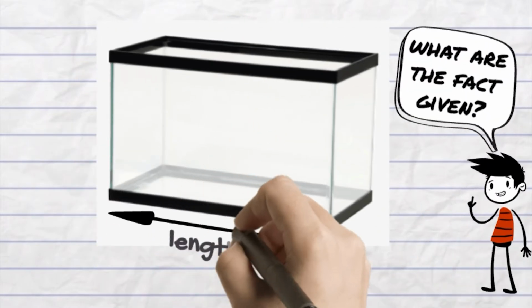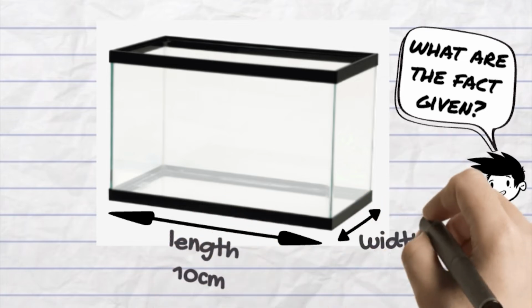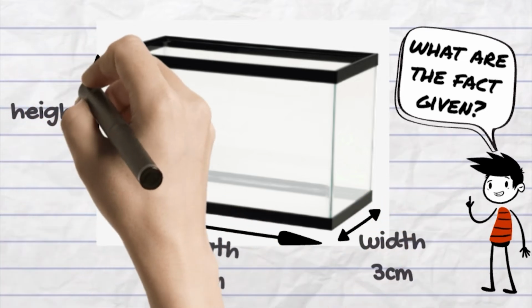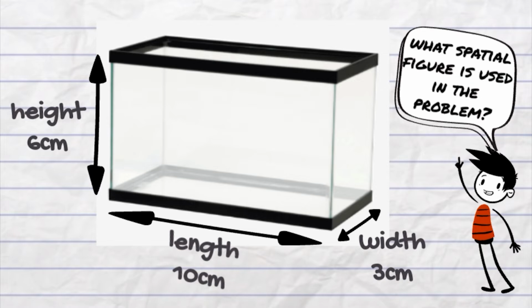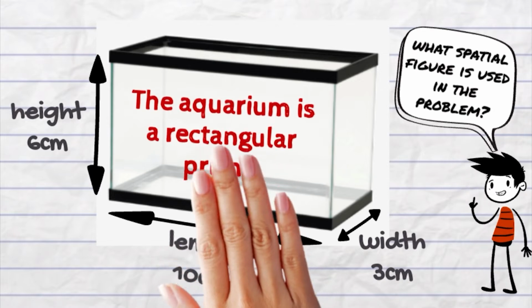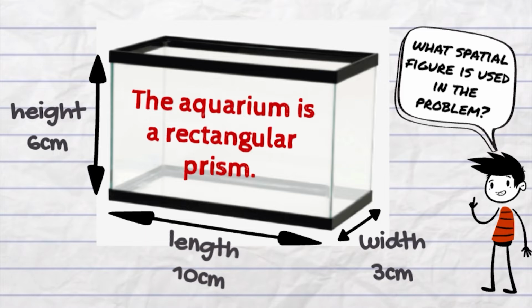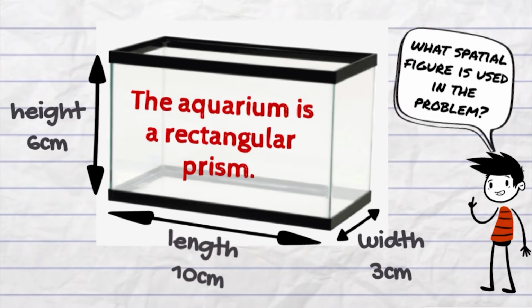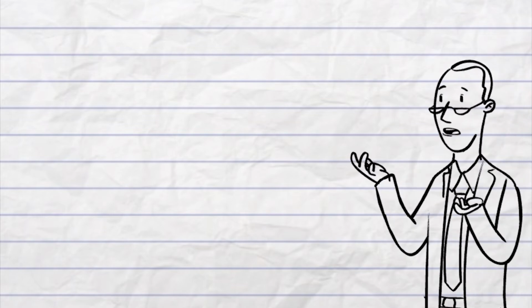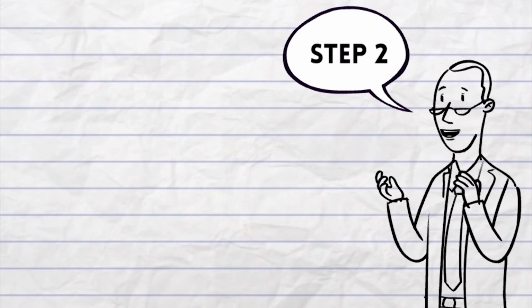The aquarium has a length of 10 cm, width of 3 cm, and a height of 6 cm. What spatial figure is used in the problem? The aquarium is an example of a rectangular prism. Now that we are finished with step 1, let's move on to step 2.